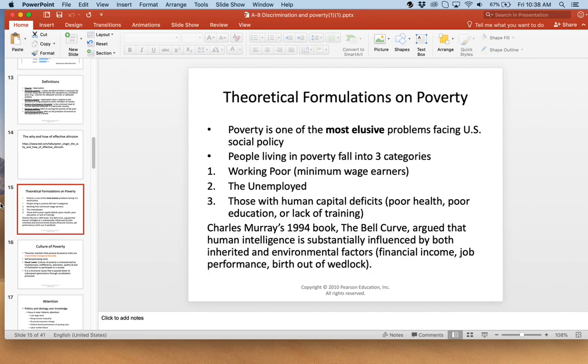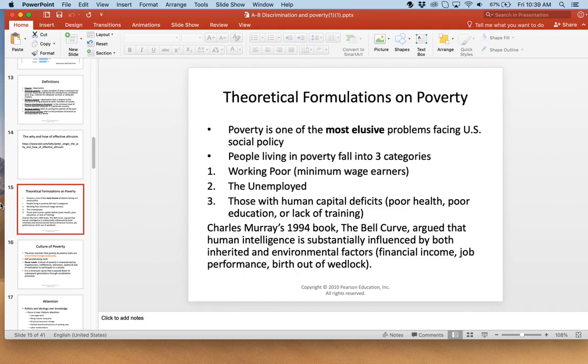The second category is the unemployed, those who are willing to work, they're able-bodied, but they cannot find work. And the third category is those with human capital deficits, the people who have poor health, poor education, or lack of training, lack of skills. We call them human capital deficits.